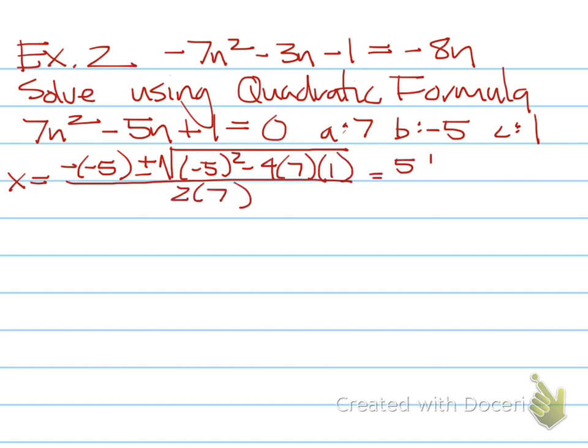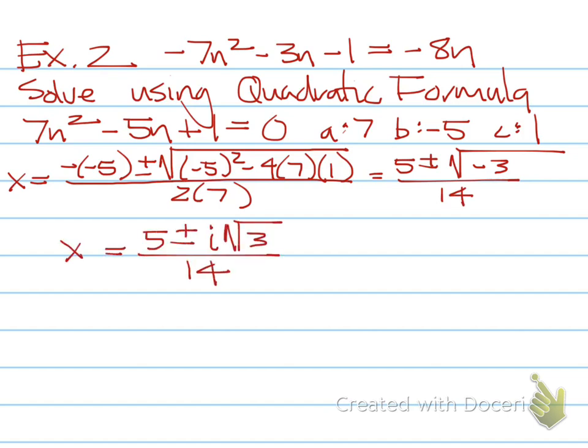Negative 5 squared is 25. Negative 4 times 7 is 28. 25 minus 28 is negative 3. Square root of negative 3 is i root 3. And so our two solutions are 5 plus i root 3 over 14 and 5 minus i root 3 over 14.